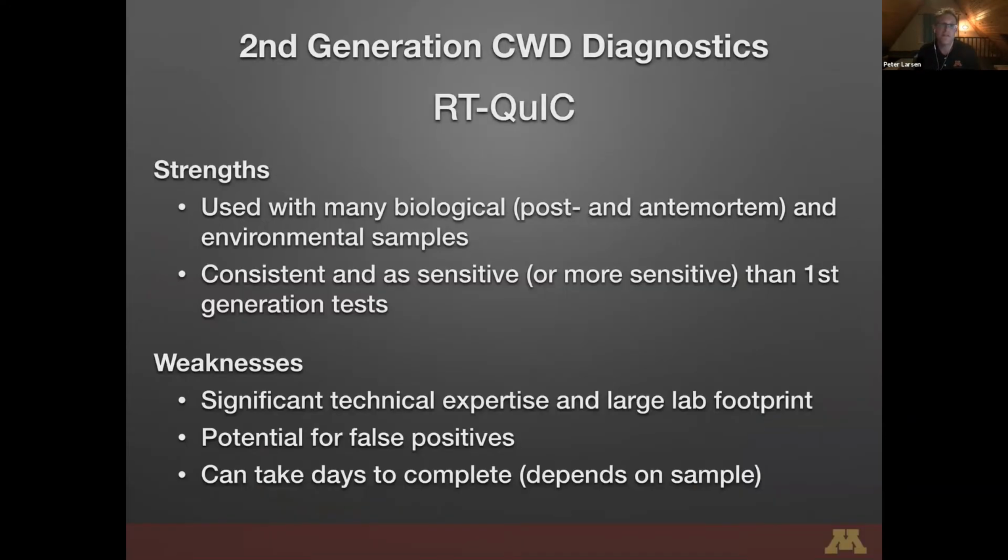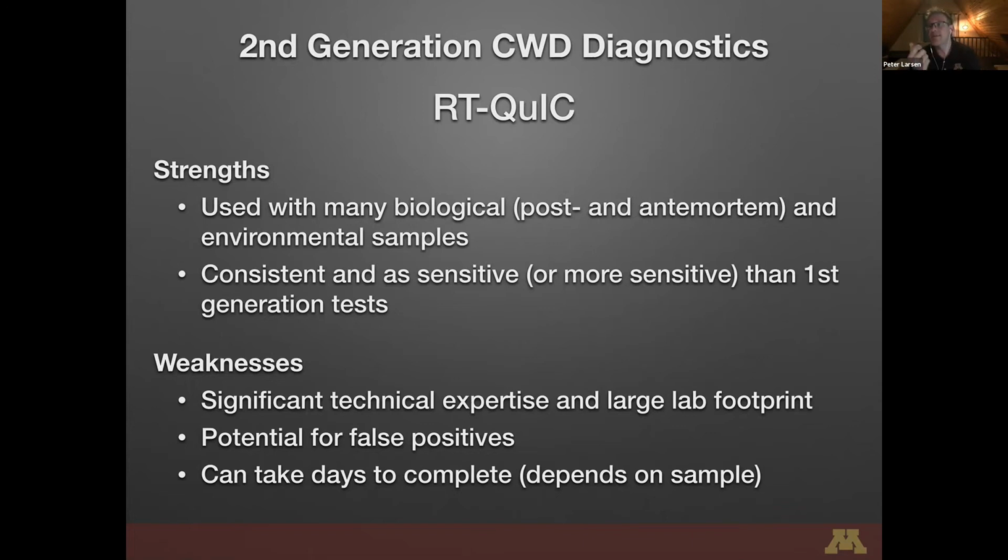Strengths: it can be used for lots of different biological samples, both antemortem and postmortem, as well as environmental samples. We're using RT-QuIC, and our initial results from plants are that we're able to use the method and identify the misfolded prions in the plant experiments that we're doing. It's consistent and as sensitive as those first generation tests. It's actually more sensitive. It can pick up really early infections.